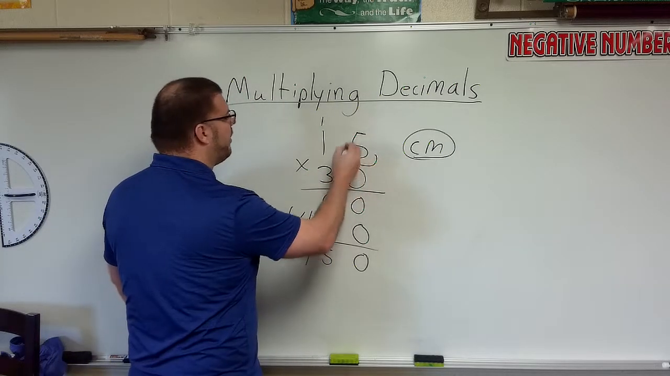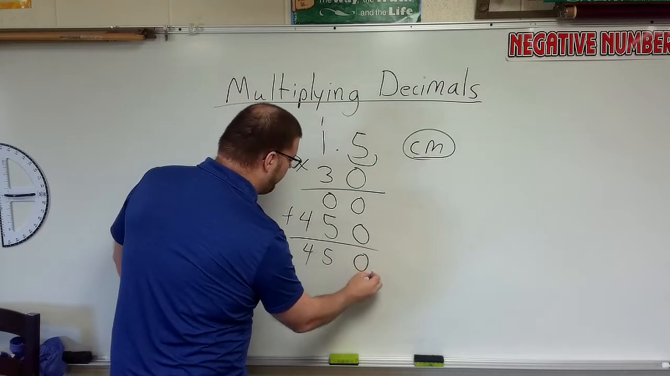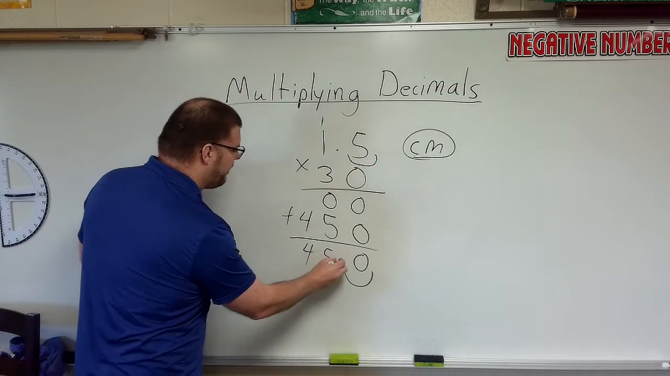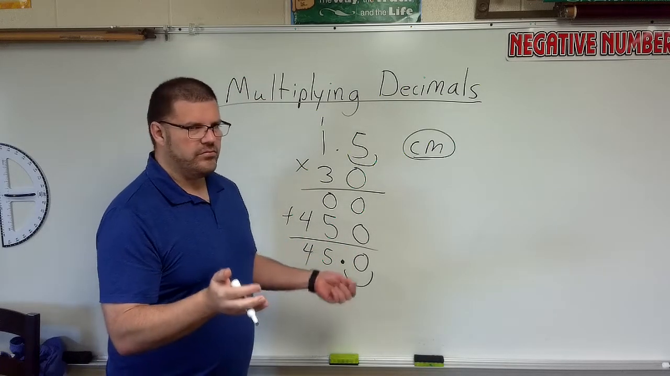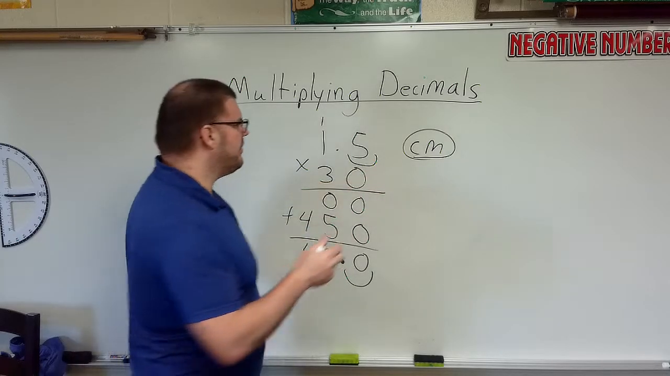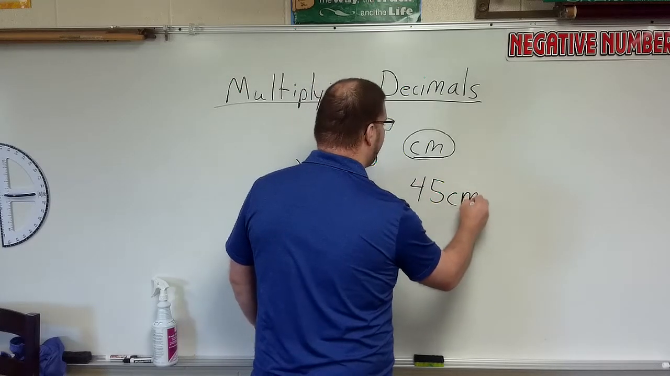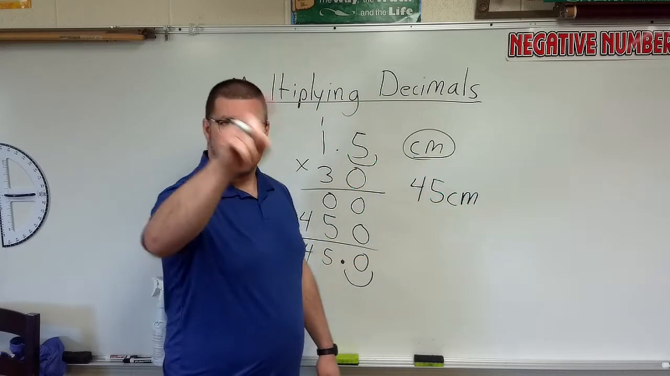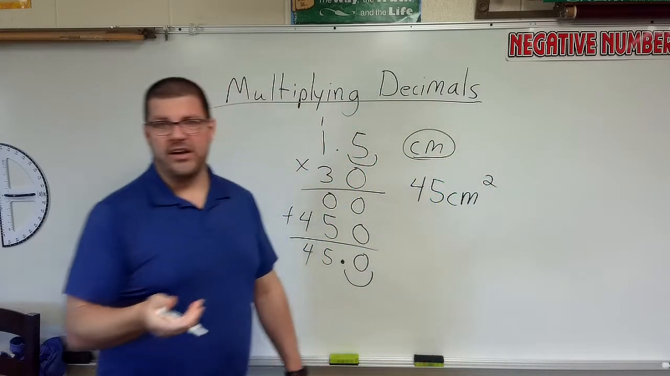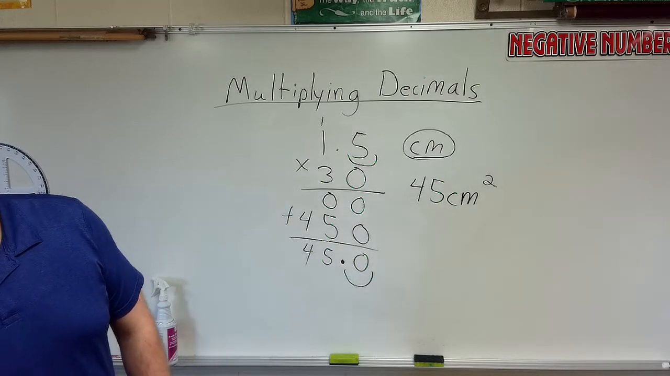How many hops do I have to do? I did 1 hop there. So I start at the end of my number and do 1 hop there. Put my decimal right there. 45. Now, what is my unit? Remember, we did centimeters and we're doing area. So my answer is really going to be 45 centimeters. And remember how we write that? It's square. You put that little 2. 45 centimeters squared. Okay? That would be the area. That would go in the area blank.